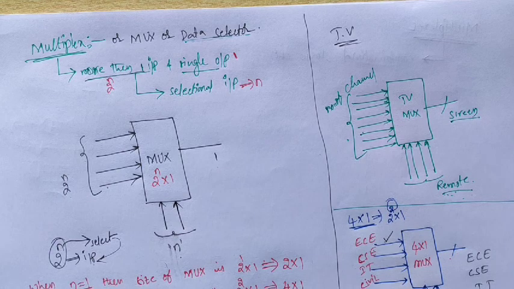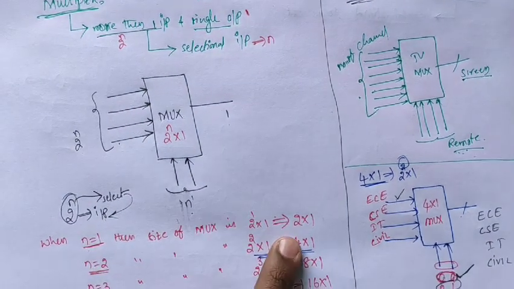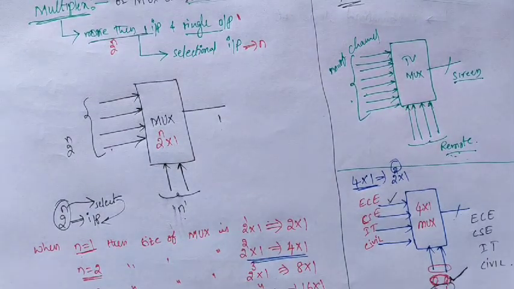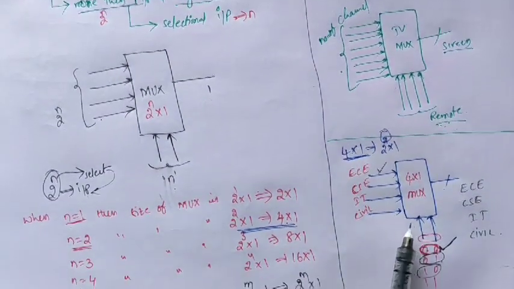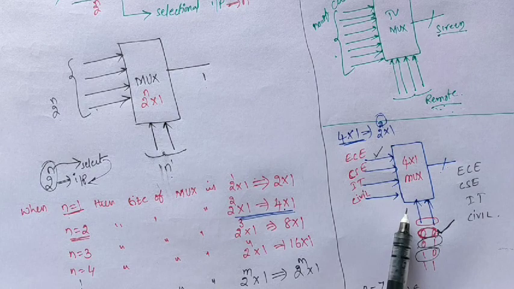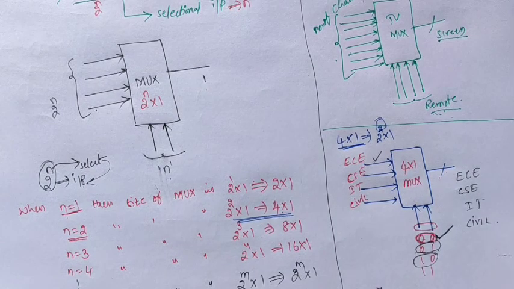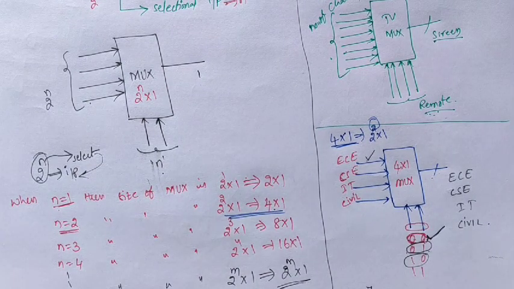The multiplexer is also known as the mux. The size of the mux depends on the number of selection inputs. When n is equal to 1, the size of the multiplexer is 2:1. When n is equal to 2, the size is 4:1. When n is equal to 3, the size is 8:1. When n is equal to 4, the size is 16:1. When n is equal to m, the size of the multiplexer is 2 to the power of m by 1. The size of the multiplexer depends on the number of selection lines.